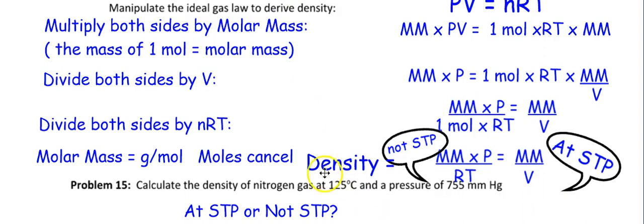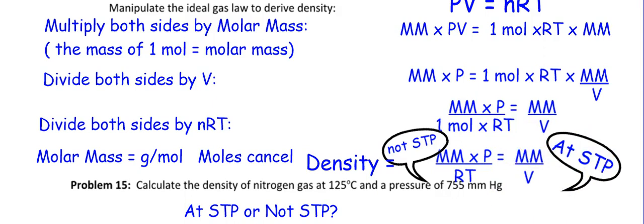And so I'll say it again. So density is molar mass times pressure divided by RT, which is equal to molar mass divided by volume. So I would use the left-hand side for any conditions that are not at STP. I would use the right-hand side if it is at STP.